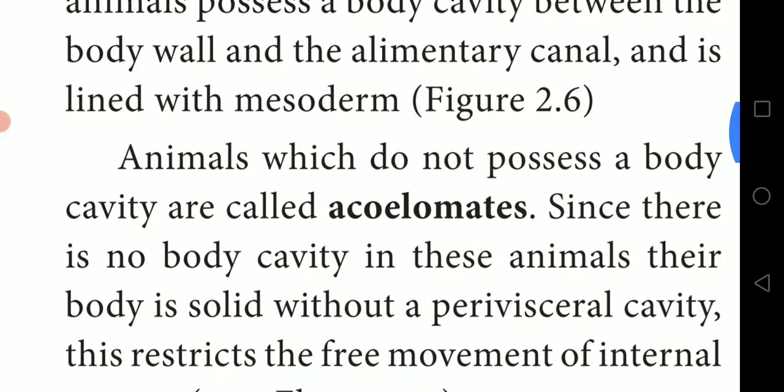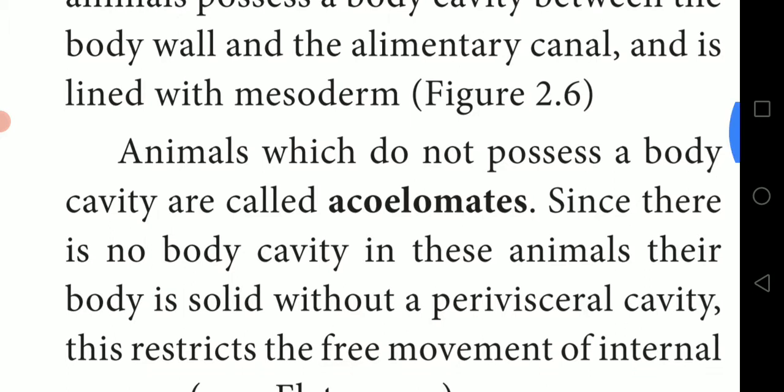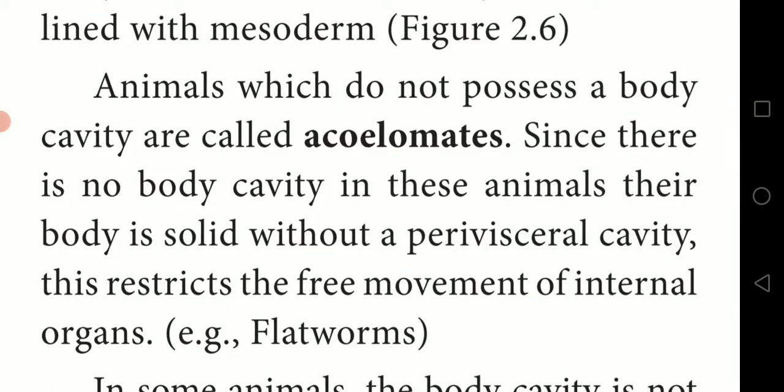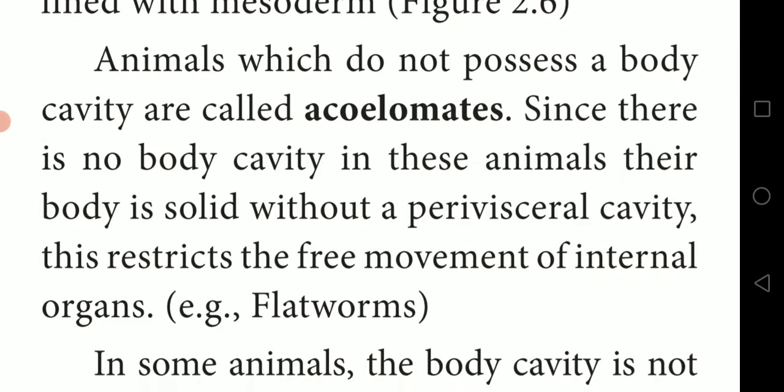classifying the animals. Most animals possess a body cavity between the body wall and the alimentary canal. They have given a few examples in the diagram here, I'll show you. It is lined with the mesoderm. You know what I mean by mesoderm? Meso means middle, derm means layer. During development, the embryo forms three germ layers: ectoderm, endoderm, mesoderm. It is the mesoderm that forms the coelom.